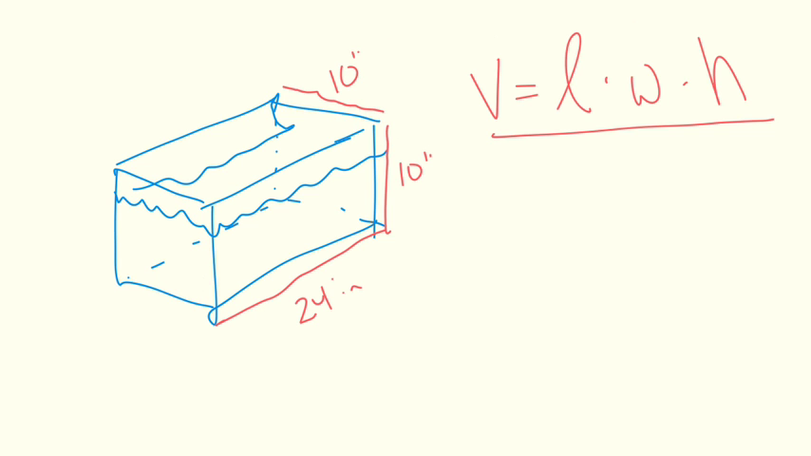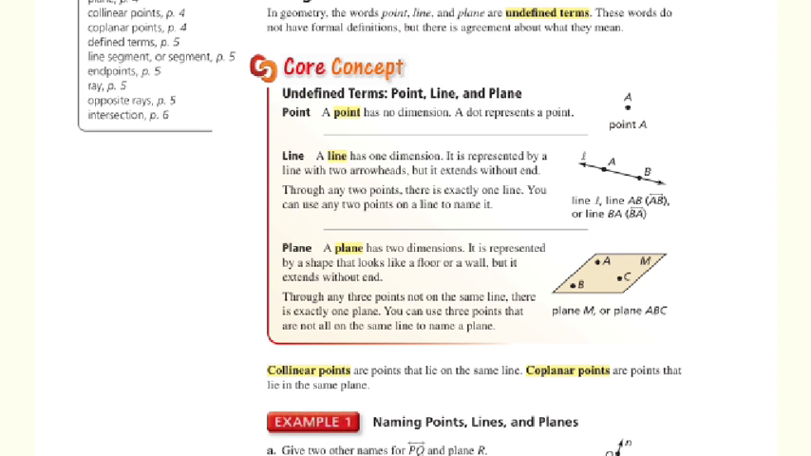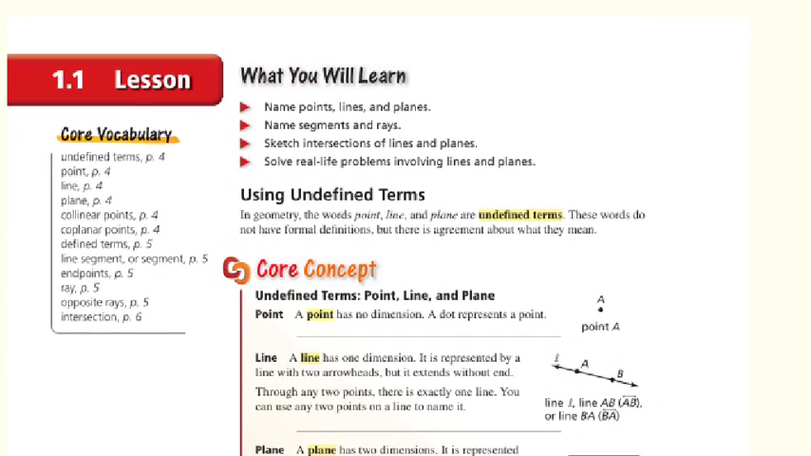Which brings us to section 1. In section 1 of your textbook, we start out talking about points, lines, planes, segments, rays, and some other shapes like this. And these are some of the basic building blocks of all of those imaginary shapes, right? Imaginary perfect shapes. So that's what we're going to learn about in this section.